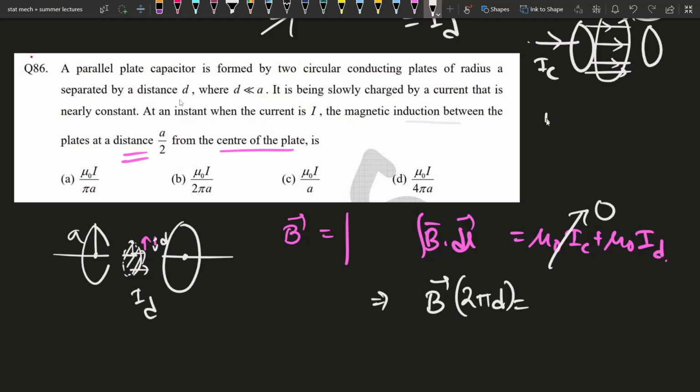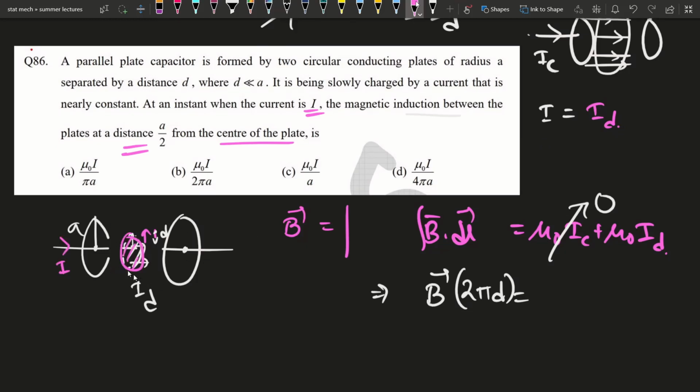Now we will use the concept that the total IC, or conduction current, the current through the wire, which is I here, equals the total ID. Now how much current is flowing through the total area? The cross-sectional area is pi a squared, and the current flowing through pi a squared is I. So what flows per unit area? I divided by pi a squared. This is the displacement current per unit area.